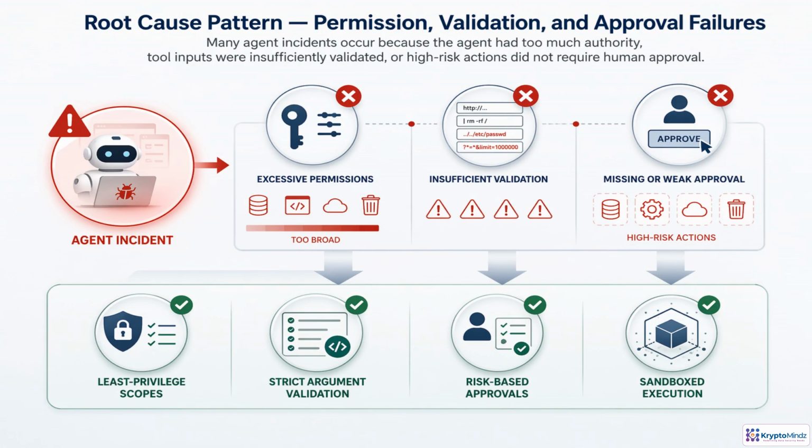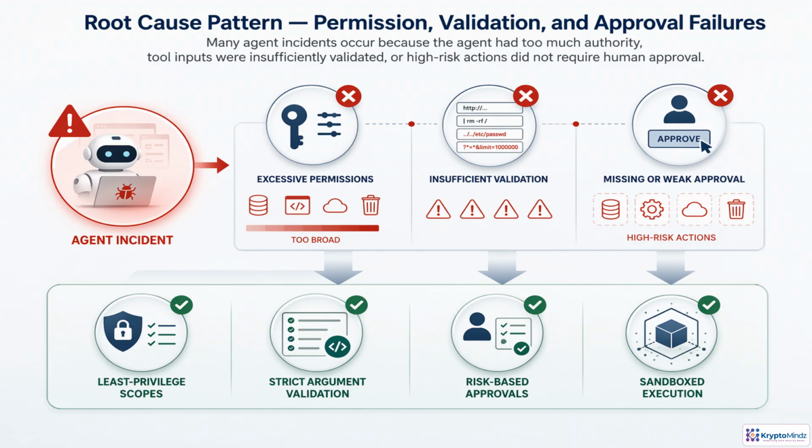After an incident, look for 3 common control failures. First, permissions. The agent may have been allowed to do more than the task or user role required. Second, validation. Tool arguments may have accepted dangerous URLs, commands, file paths, or unlimited queries. Third, approval. Risky actions may have skipped human review or presented too little context for a meaningful decision.